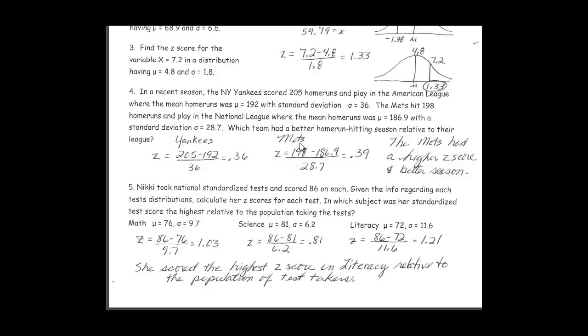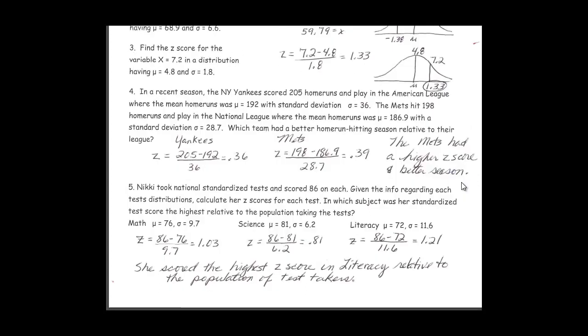We do the same thing for the Mets using the data for the National League. Again, the data value of 198 for the Mets comes first. We end up with a z-score of 0.39. We can see that the Mets had a higher z-score and therefore a better season relative to their own league.